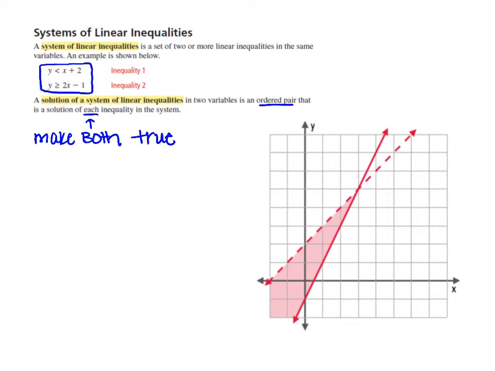When I'm given a graph of that same system, points that are solutions are any points that are in the shaded region or on solid lines. Points on dashed lines are not included, right? So remember, dashed was an open circle because it wasn't included.